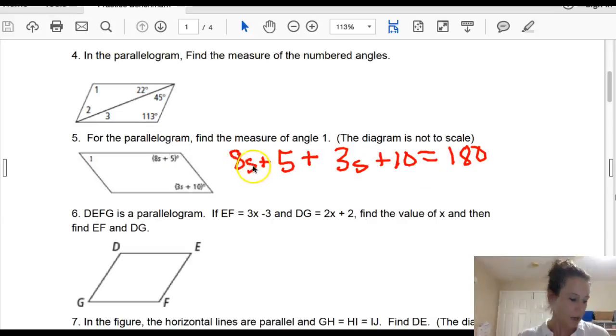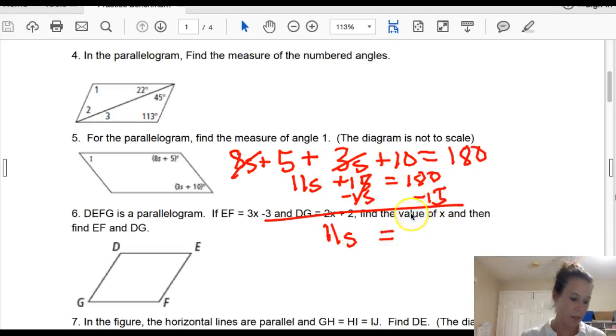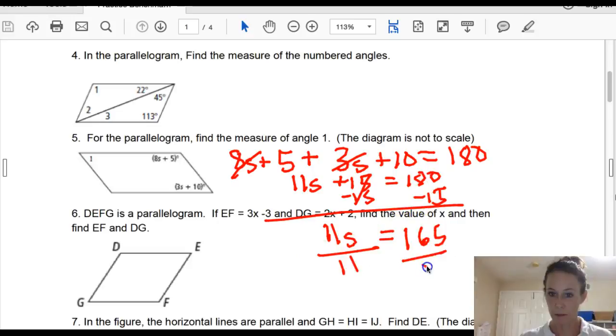8 s's plus 3 s's are 11 s's. So combining like terms, 5 and 10 is 15. That equals 180. And then just do your solving. Minus 15, minus 15. That is ugly, but it's working. 11s equals 180 minus 15. And then divide by 11. And s is going to be equal to 15.